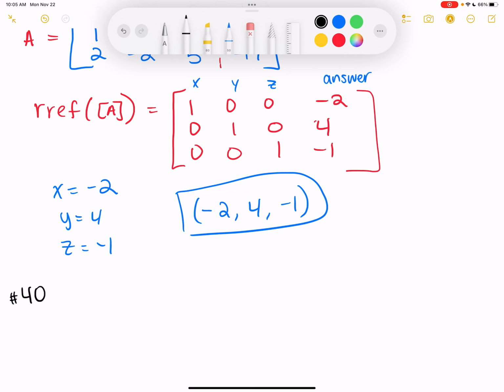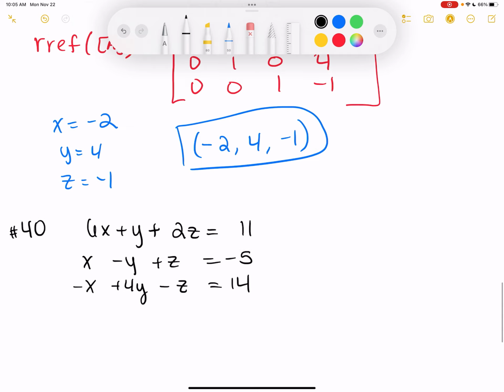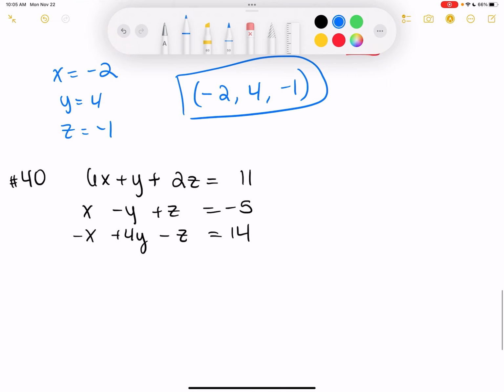Another one. 6x plus y plus 2z is equal to 11. X minus y plus z is equal to negative 5. Negative x plus 4y minus z is equal to 14. So this one looks like it would be a little nicer to solve by hand. At least it's a little nicer than 36. But I could totally solve that with elimination right now.